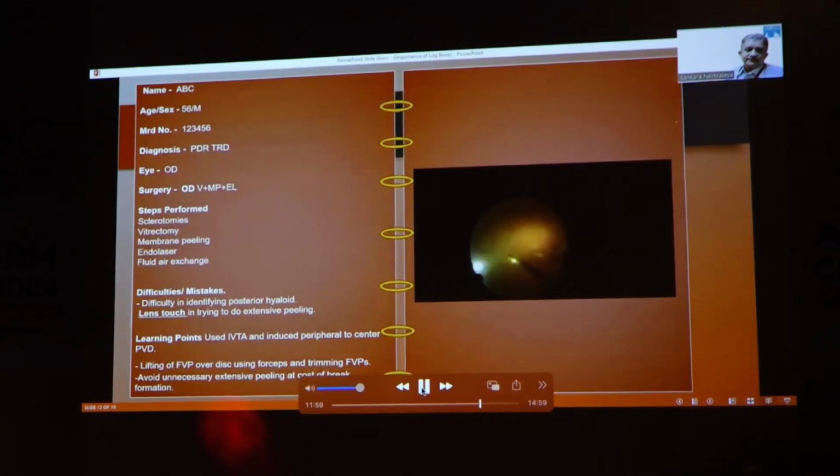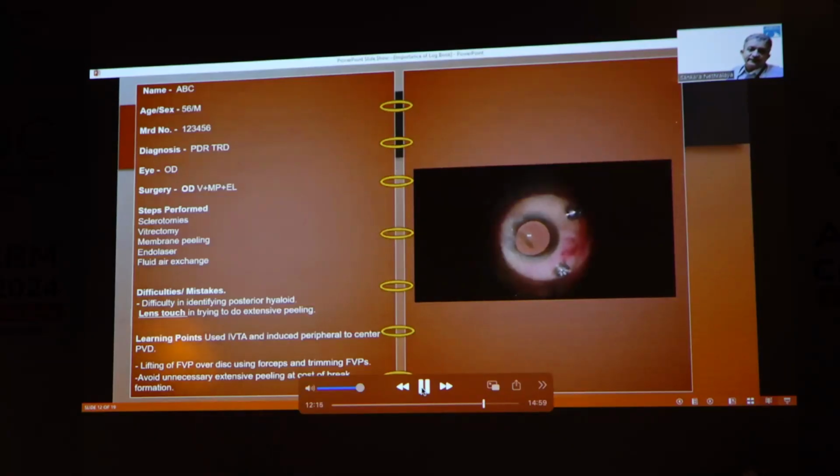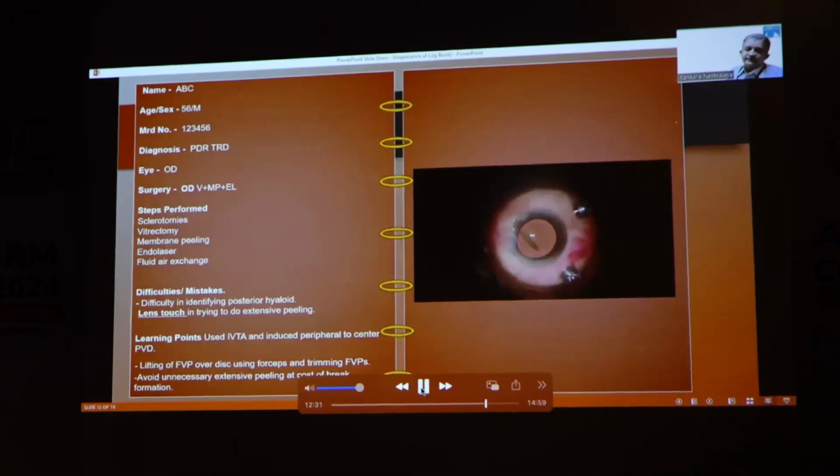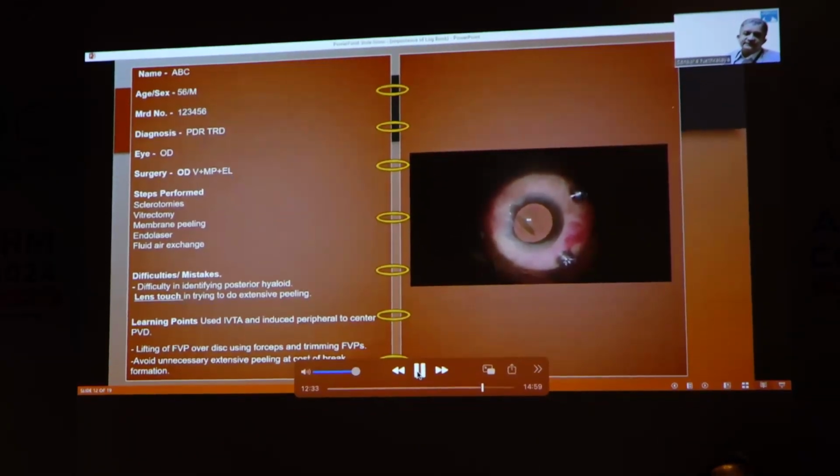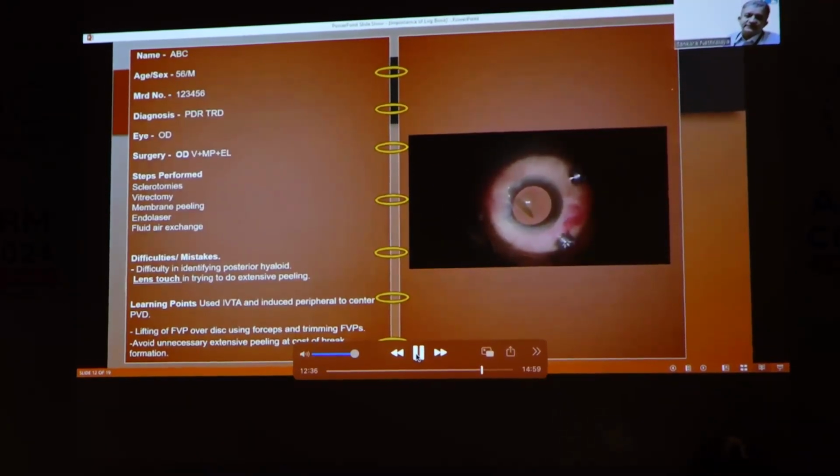So it makes it a little more elegant, and in addition to writing down what the difficulties are, especially if the case had an intraoperative event, like in this case, you can see very clearly the lens touch that happened. So while doing an aggressive base excision in a picky patient, unfortunately this resident ended up creating a lens touch, thus necessitating an additional procedure, that's a cataract surgery.